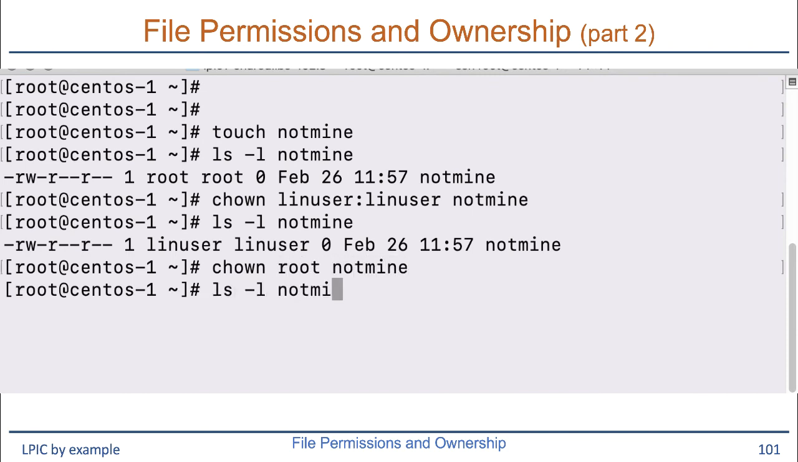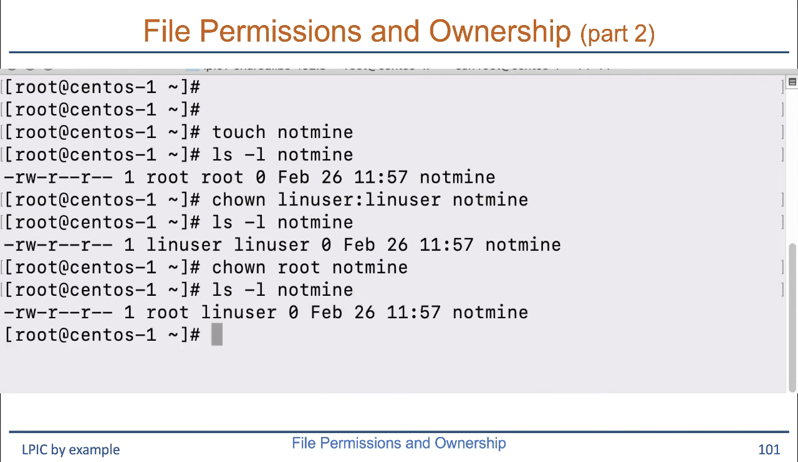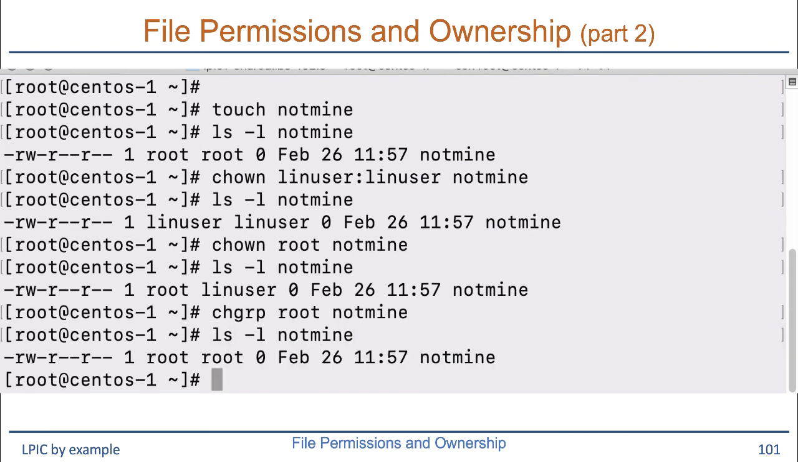Now I just chown root notmine. So now root is the owner again, but linuser is still the group. So I only changed the owner. Now with chgrp, we're going to change the group again to root for the file notmine. And as we can see, root is the owner and root is the group that belong to the file. Now a very nice option for the chown command is the capital R option, which will recursively change ownership of all files.